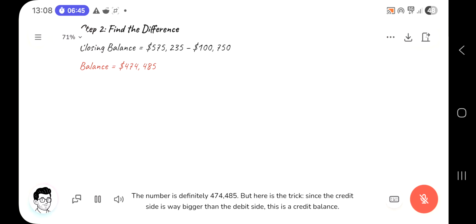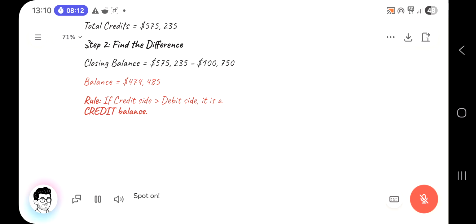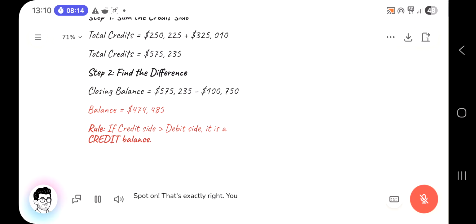Since the credit side is way bigger than the debit side, this is a credit balance. In accounting, the balance is named after the side that is heavier. Since we owe more than we paid, it's still a credit. Does that make sense why it's not a debit? Spot on. That's exactly right.